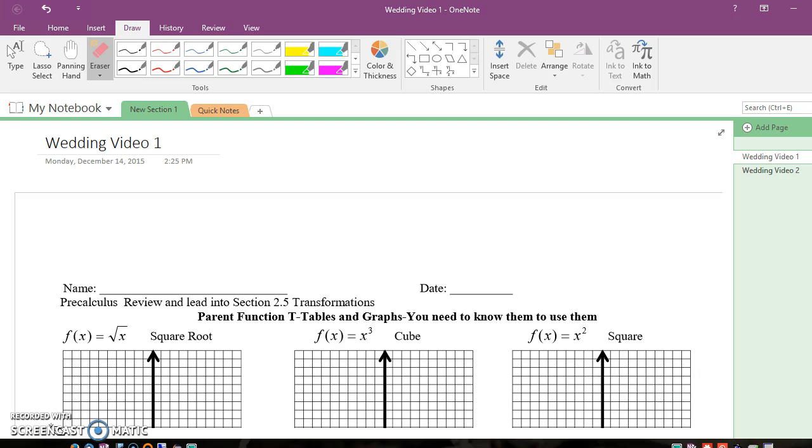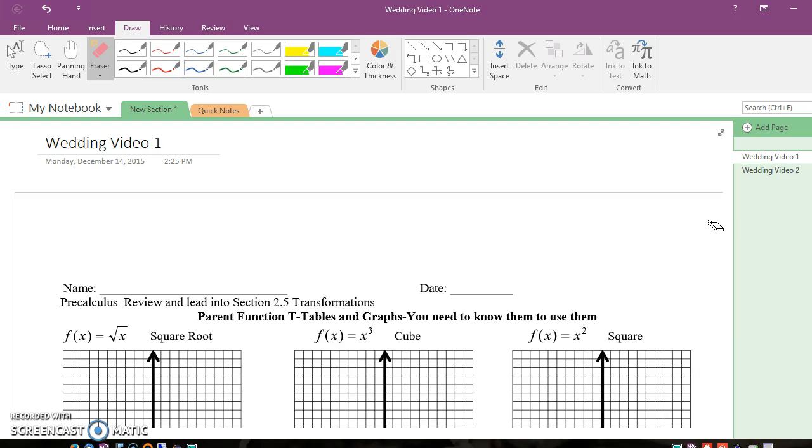So this is the worksheet that you're supposed to fill out for tonight. These are the parent functions that we will be transforming in this unit.